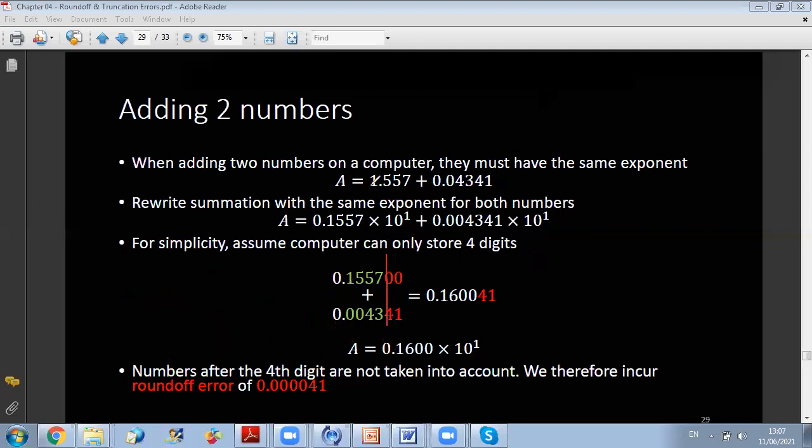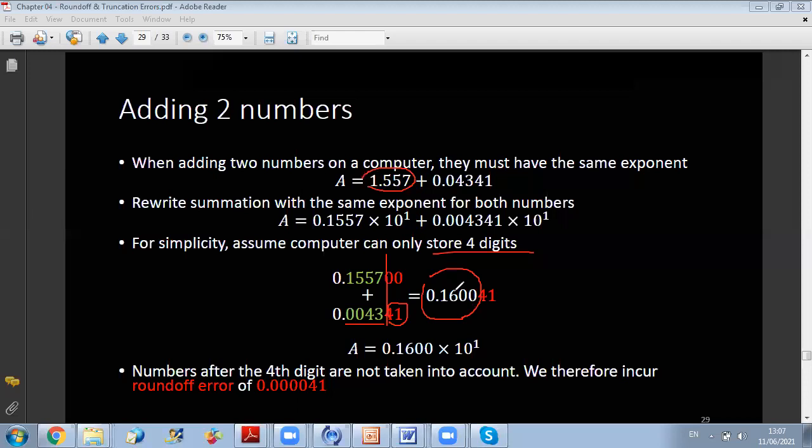For the first number, I don't have an error because my number already consists of 4 significant digits. It's not affected by the fact that my computer can only store 4 digits. But for the second number, when I add it to 1557, it cannot read 4 and 1. So it will just read 0043. When I do the addition, my computer will just give me 0.16, while the exact value is 0.160041. So this is due to round off error, okay?